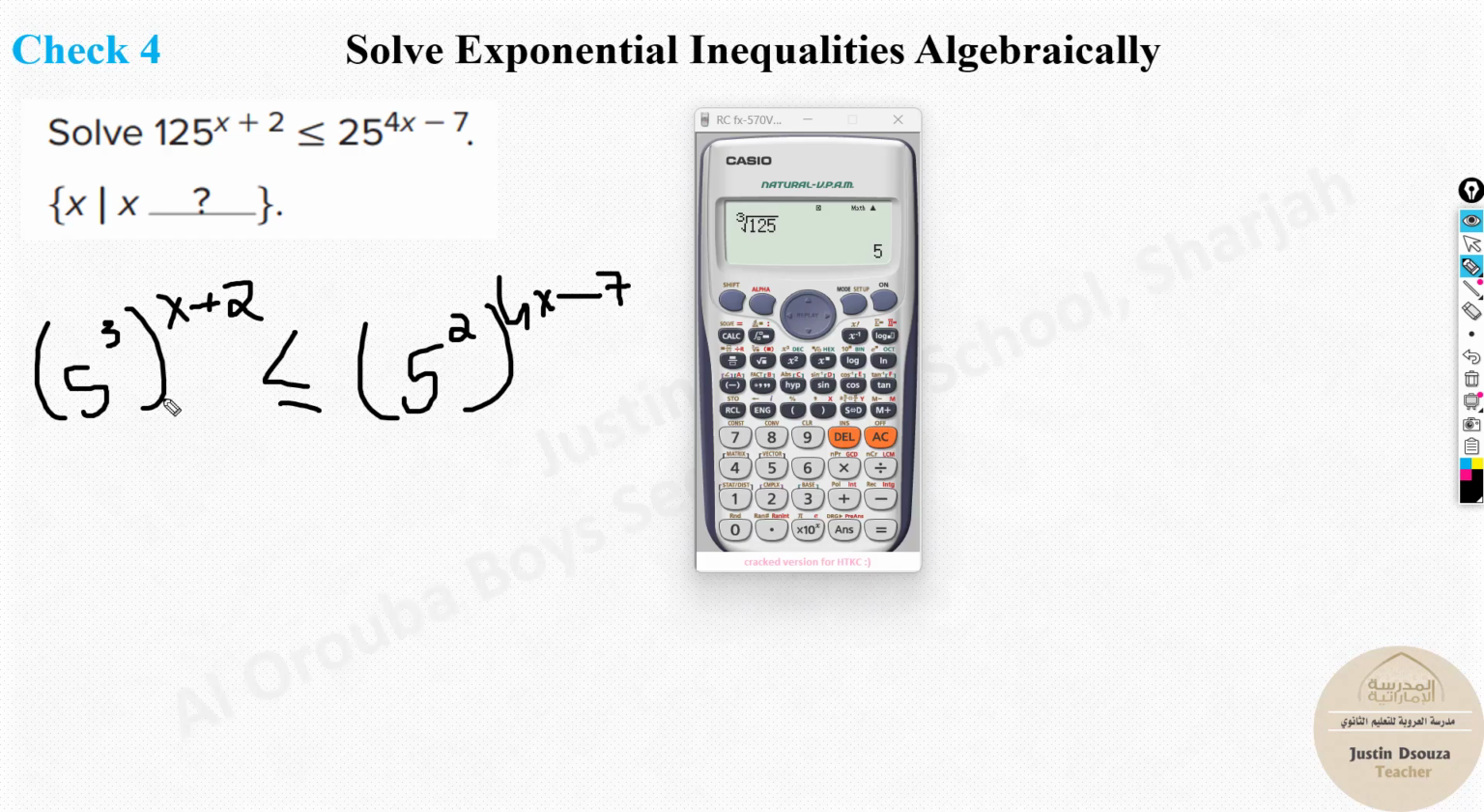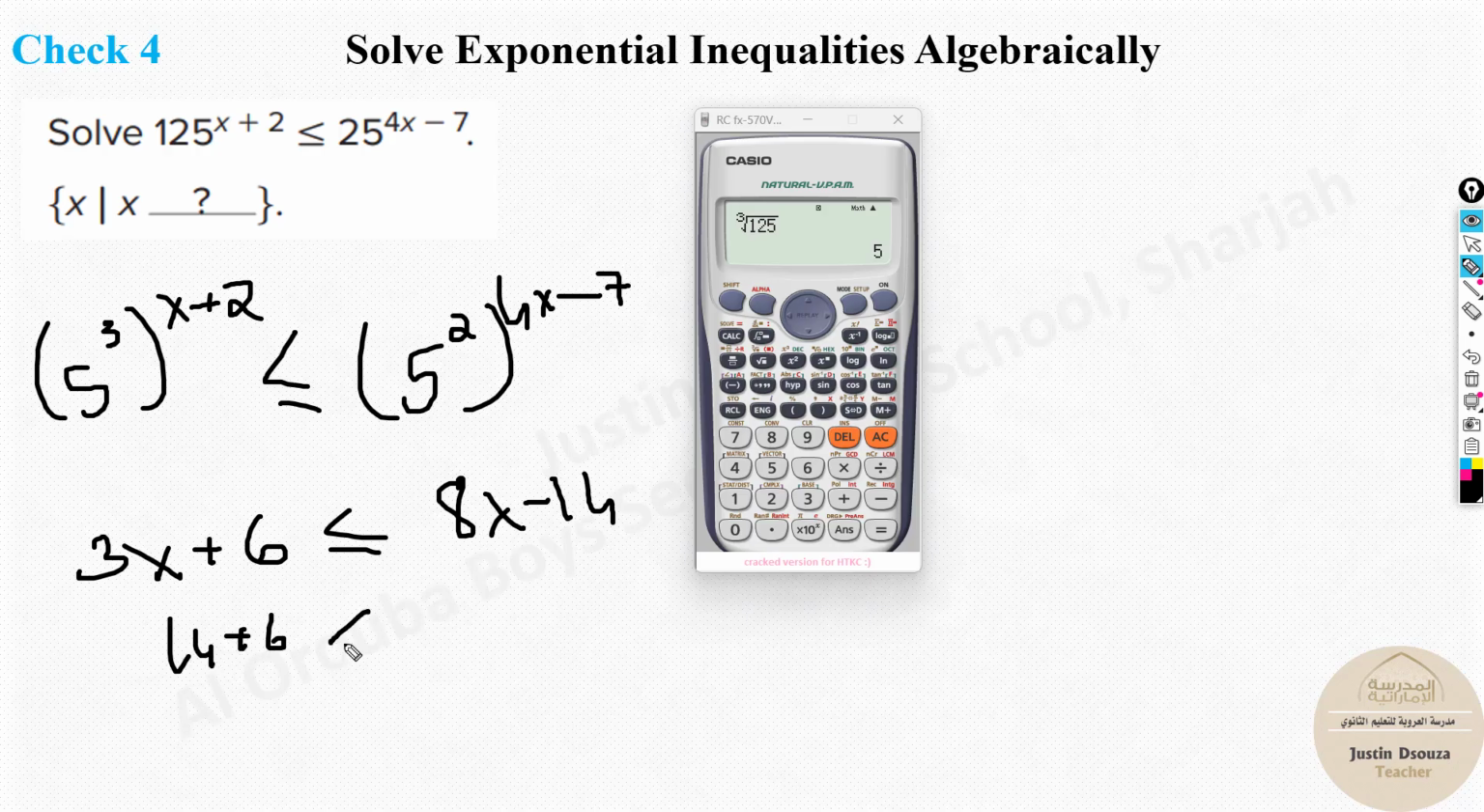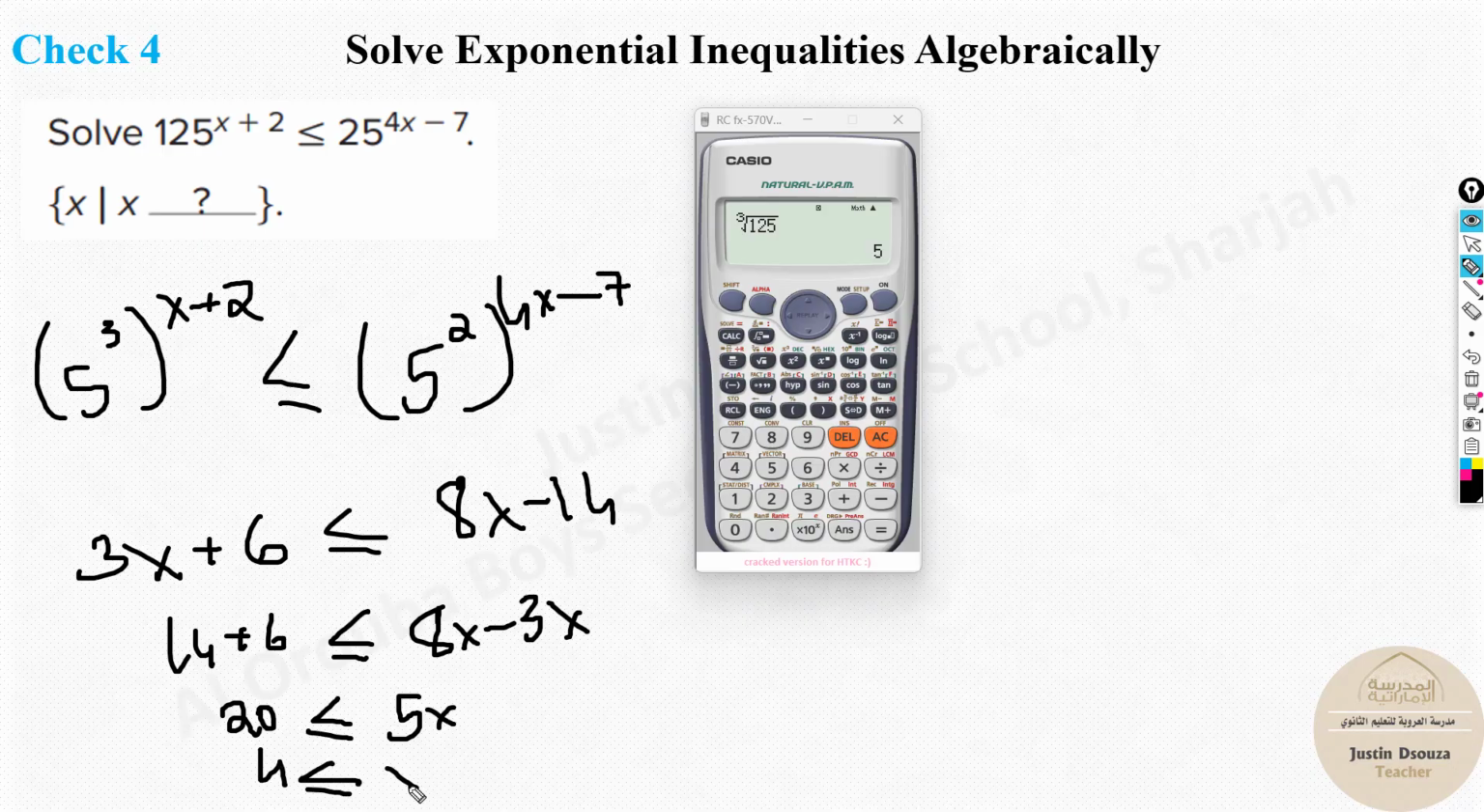Now again, just write the exponents. That is 3x plus 6. 3 times x plus 3 times 6 less than or equal to 2 times 4 is 8x minus 14. And now take this to the other side and bring the 14 to the other side. It becomes 14 plus 6 less than or equal to 8x minus 3x. You will get 20 less than or equal to 5x. So the answer will be divided by 5 both the sides. 4 is less than or equal to x.